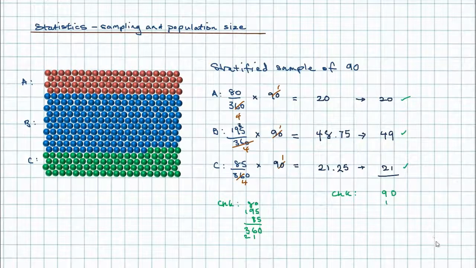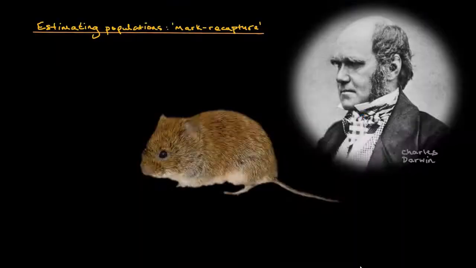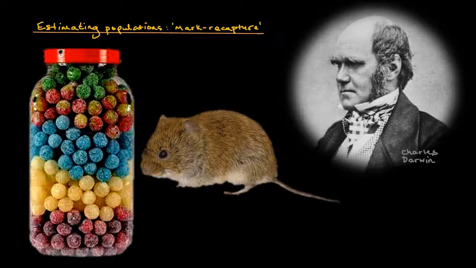Okay, now finally you might want to sample a population simply to find out how big that population is. So this is a common technique used in biology and the natural sciences. It might also be used in an everyday kind of situation like this, where you're trying to estimate a number basically that's difficult to find. So the number of sweets in this jar, for example.